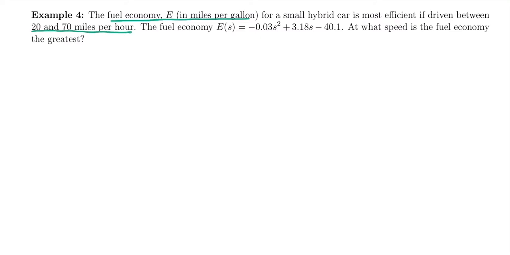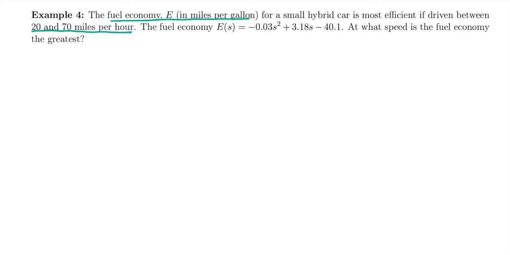So when they build and design cars, they don't build them so that they're most fuel efficient going 2 miles per hour. That's not realistic. Neither is going 200 miles per hour. So somewhere between 20 and 70 miles per hour, we want to figure out when is this going to be most economical in miles per gallon.